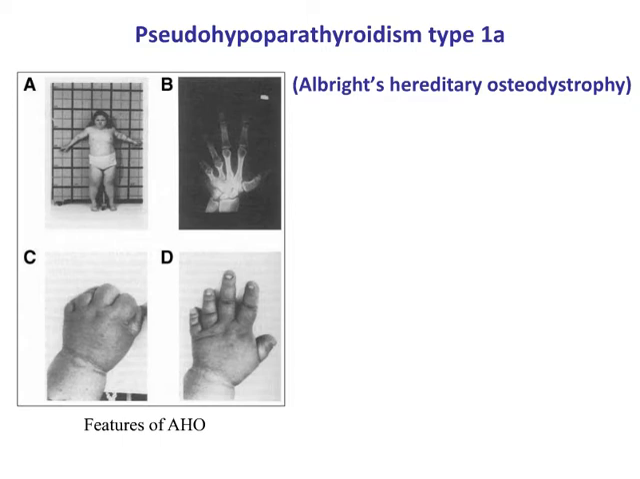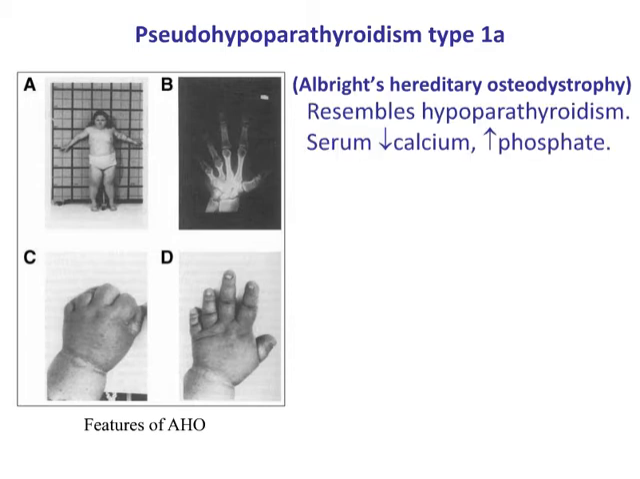Parathyroid hormone regulates serum calcium and phosphate levels. If blood calcium levels are too low, the parathyroid glands secrete parathyroid hormone, which causes calcium to be released from the bone and the kidneys to reduce the secretion of calcium into the urine. Pseudohypoparathyroidism, or Albright's hereditary osteodystrophy, is a rare genetic disorder that resembles hypoparathyroidism.